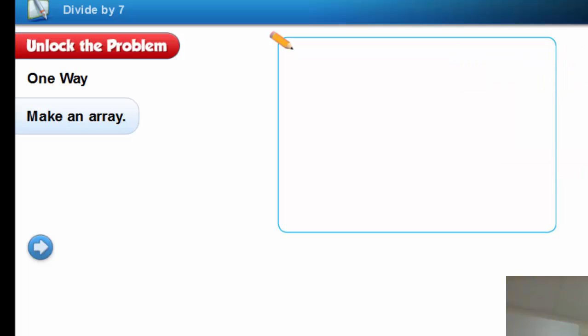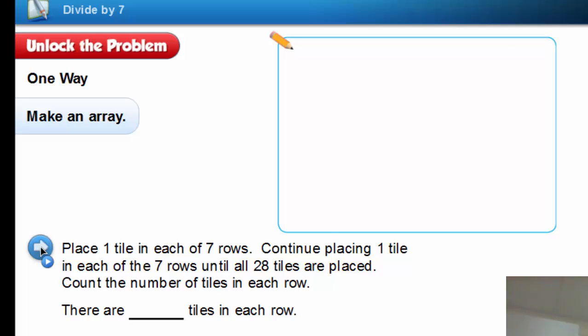Let's put that away. Okay, first we can make an array. We're going to place one tile in each of 7 rows because we know that she used 7 apples in each pie. Okay, there we have 7 rows. But we're going to continue placing one tile in each of the 7 rows until we've used 28 tiles.